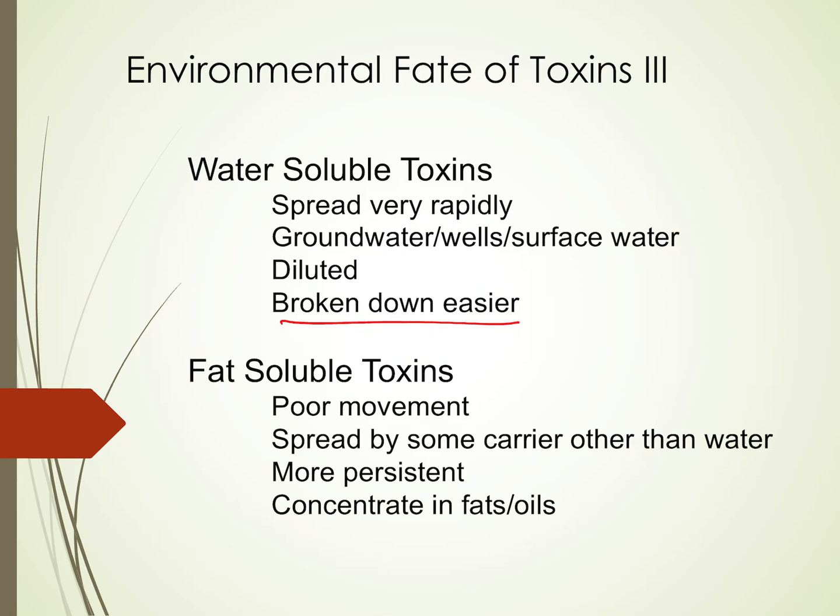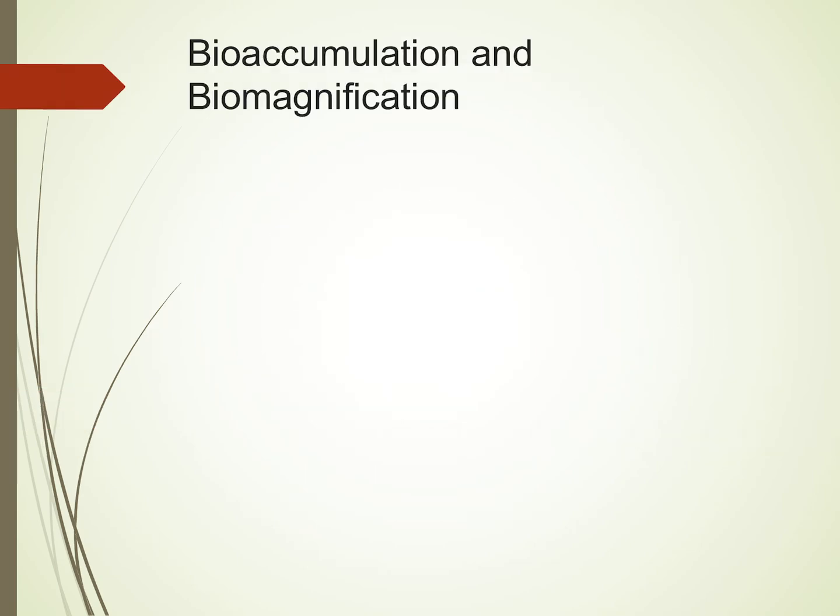They have to spread by some carrier other than water. So imagine you have water flowing and you have a bunch of soil particles and sediment particles that are dissolved and flowing. Well, they can carry the contaminants. They tend to be more persistent, so they don't break down as easy. And they tend to concentrate in fats and oils. So if they get into an organism, they concentrate in the fats and oils, and then we don't metabolize them, and then they just collect in the body. That's called bioaccumulation. And if it moves through the food chain, it's called biomagnification.